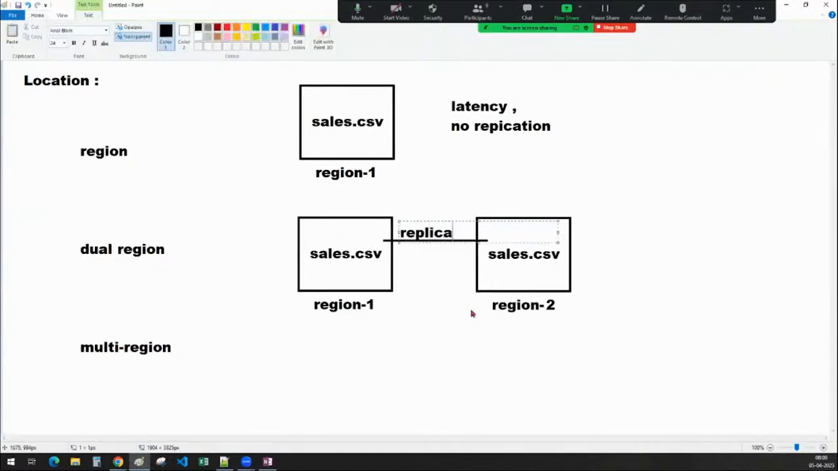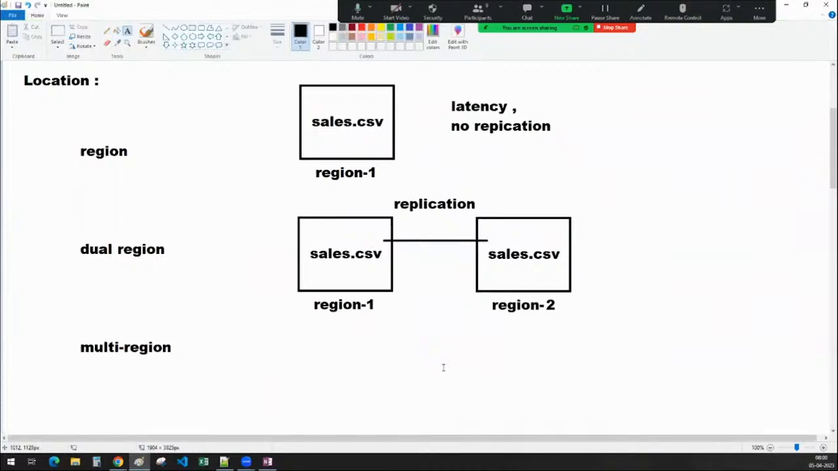If we delete in region 1, will the data be deleted in region 2? Yes, in region 2 as well. If you intentionally delete data, that means you don't need it, so it will be deleted in both regions, because you don't want to pay the extra charge unnecessarily. But if you want to recover it, there is a chance. But if you upload a file and at any cost you don't want to lose the data, you go for a dual region.